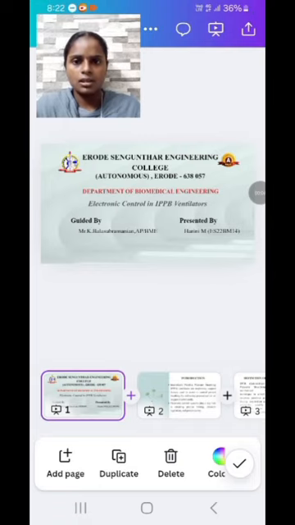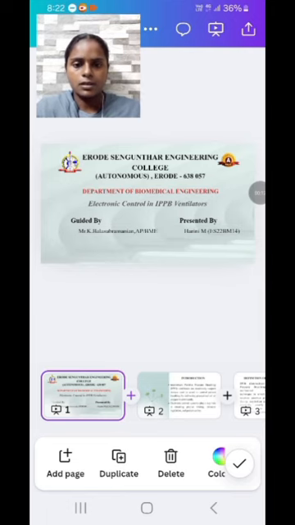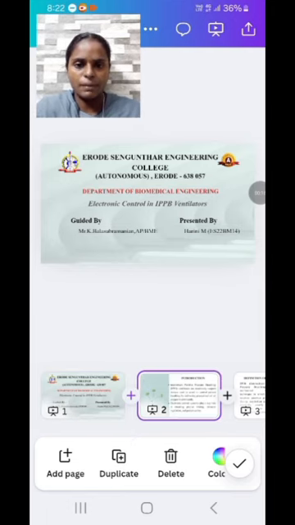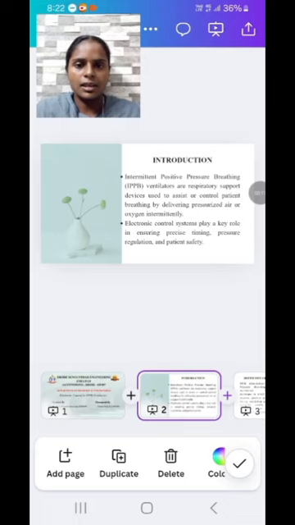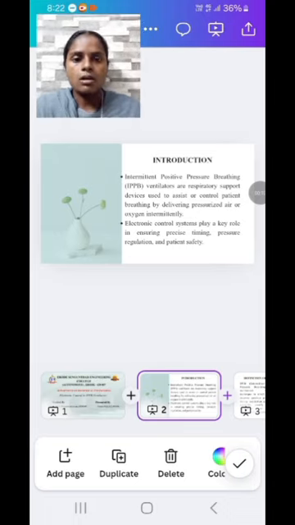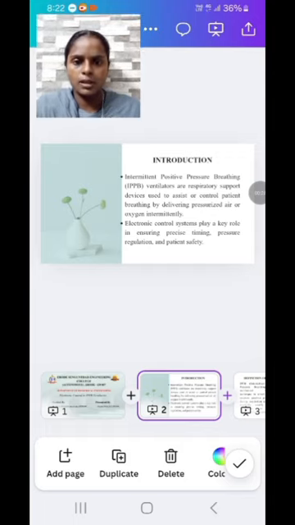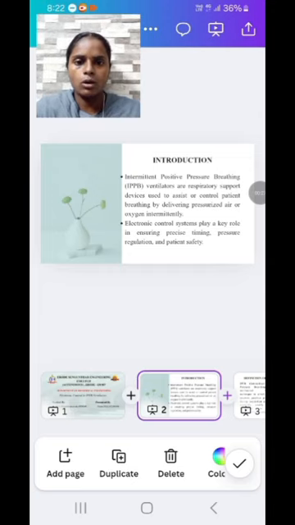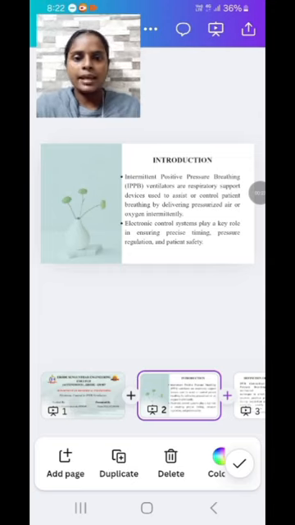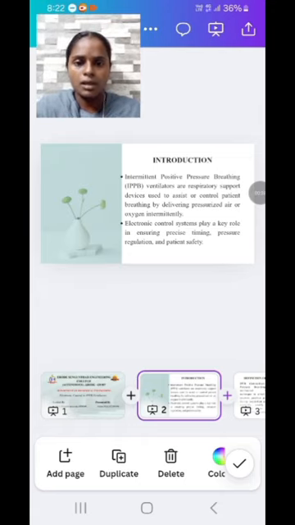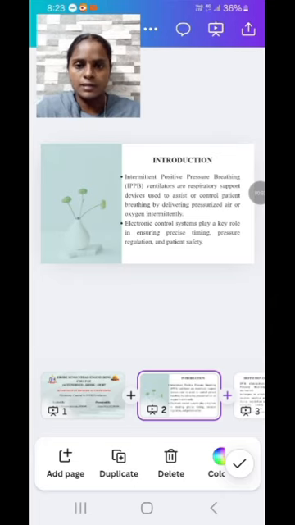Today I am going to present the Human Assistive Devices seminar topic: Electronic Control in IPPB Ventilators. Now see the introduction of IPPB ventilators. An IPPB ventilator is an intermittent positive pressure breathing ventilator, a respiratory support device used to assist or control the patient's breathing by delivering pressurized air or oxygen intermittently. Electronic control systems play a key role in ensuring precise timing, pressure regulation and patient safety.